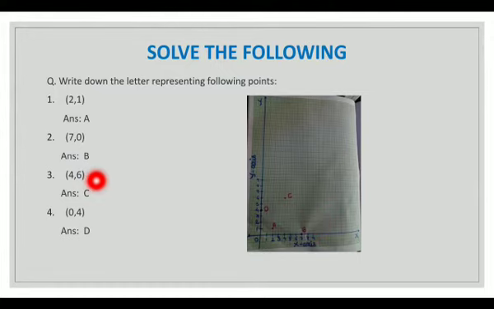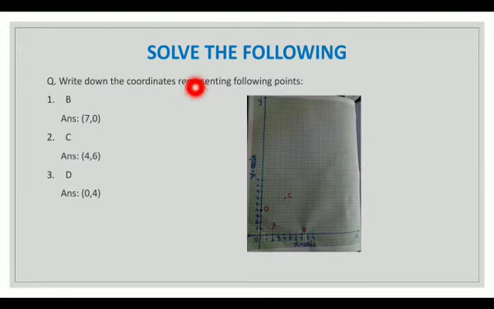Third one, 4 comma 6. X is 4 and y is 6. So here is the point 4 comma 6 and it is represented by the letter C. Fourth one, 0 comma 4. So x is 0 and y is 4. So here is the point 0 comma 4 and it is represented by the letter D.